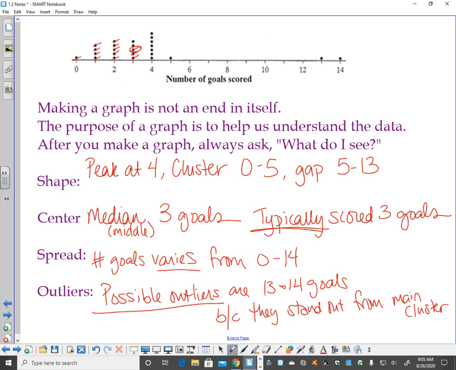Okay, so shape, center, spread, outliers. Pause the video, read back through that, and make sure that you're getting the hang of what you need to write. We're going to practice this over and over and over.